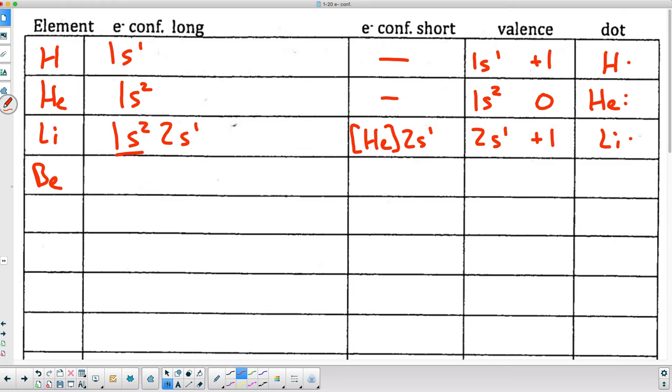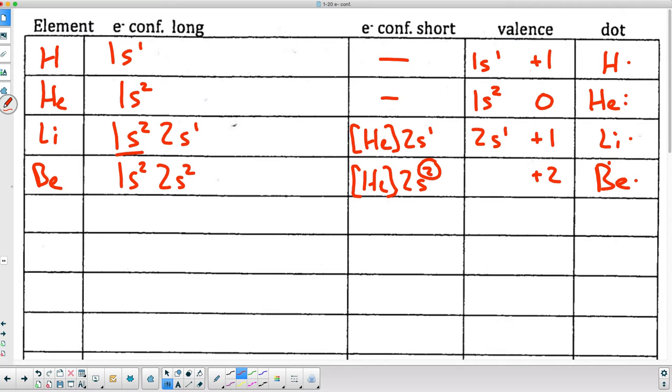Beryllium has 4 electrons. It's got the 1s2 and the 2s2. So my abbreviated would start with helium for the 1s2, and then instead of 2s1, it would be 2s2. And then this one would lose these 2 electrons. These 2 electrons here would be the ones that would go, so that would be a +2. Okay, my beryllium would look like 1 dot, 1 dot. I should write the symbol smaller.